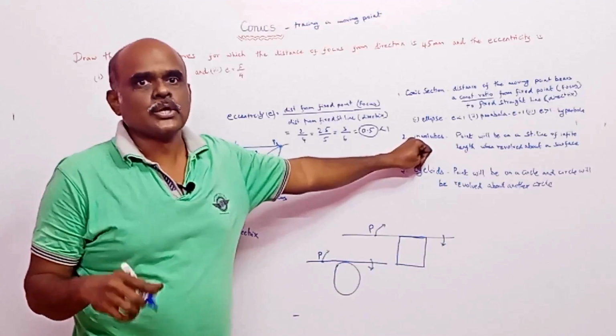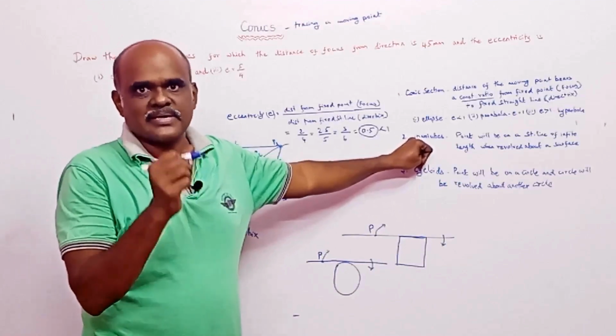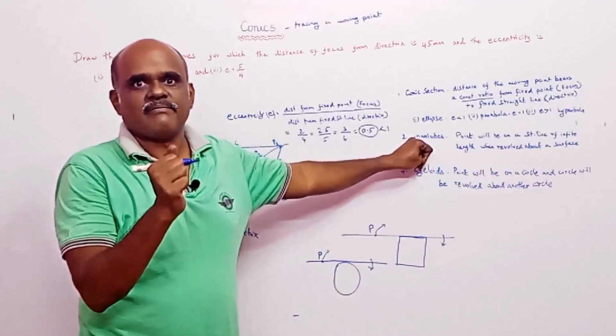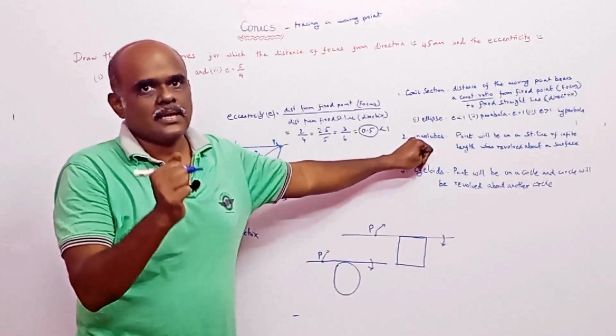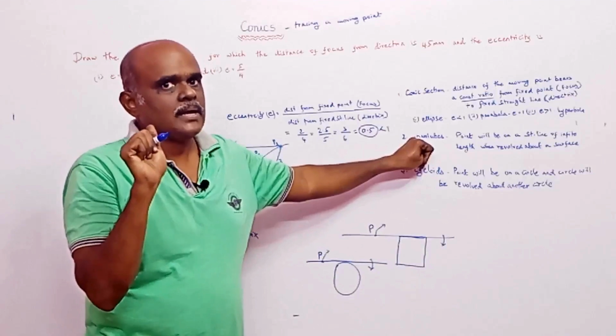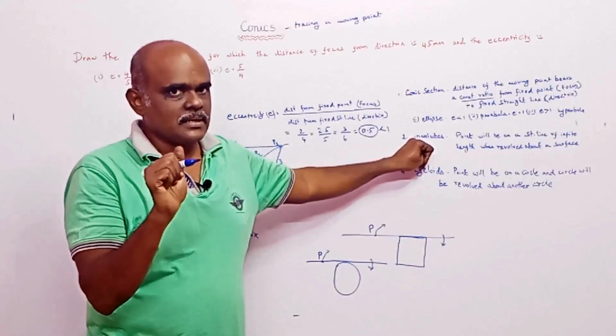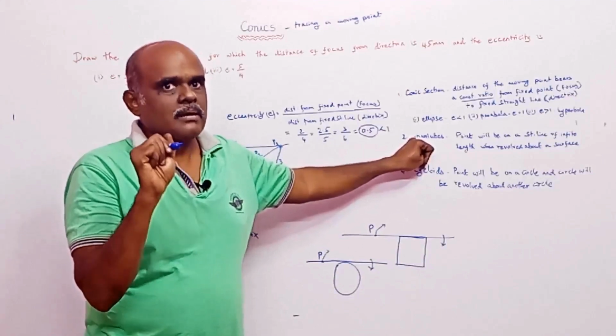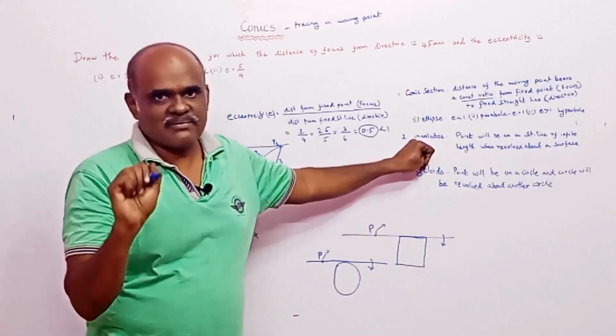So in case of involute, you will be considering a point on a straight line of infinite length. When this straight line is revolved over another surface, the path traced by this point P, which is on the straight line, will form an involute curve.